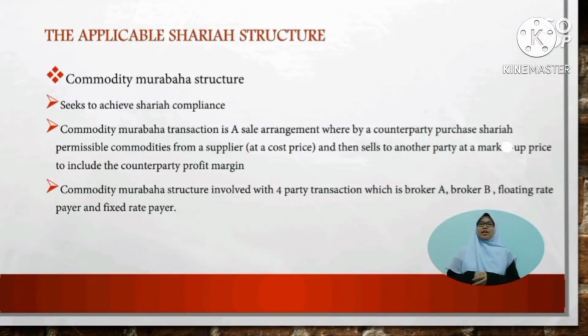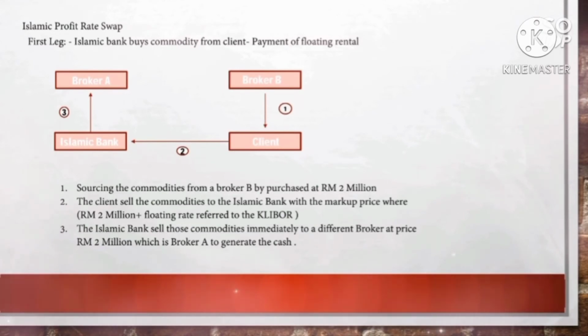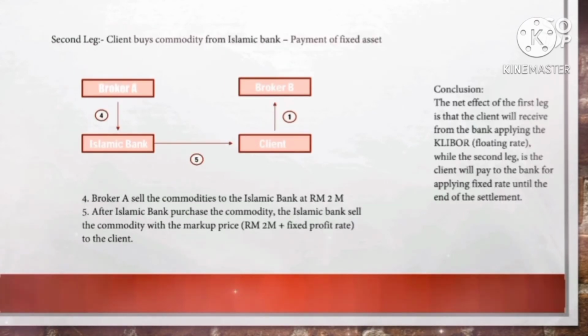Now we go to the applicable Sharia structures in the IPRS. There are 2 structures, which are the commodity murabahah structure and the warrant. First, the commodity murabahah structure seeks to achieve Sharia compliance by using commodity murabahah transactions. A commodity murabahah transaction is a sale arrangement whereby a counterparty purchases Sharia permissible commodities from a supplier at a cost price, then sells to another party at a markup price to include the counterparty's profit margin. The commodity murabahah structure involves 4-party transactions, which are broker A, broker B, the floating rate payer, and the fixed rate payer. This is the flowchart of the Islamic Profit Rate Swap based on the commodity murabahah structure.